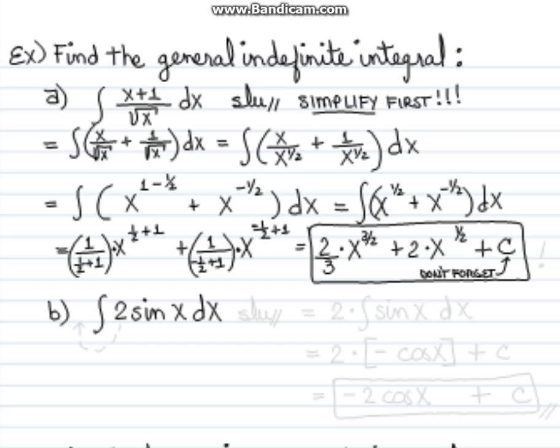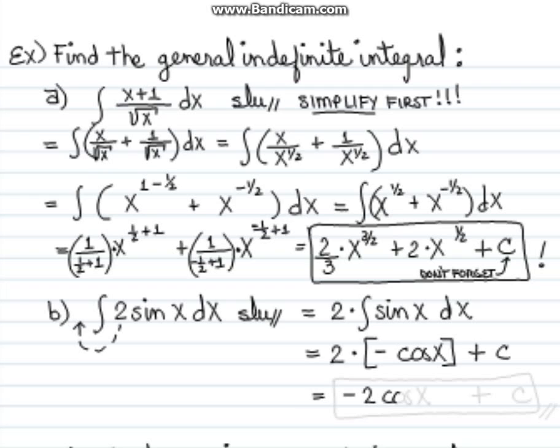Now let's do the second one, the integral of 2 times the sine of x dx. The solution for this requires that we recall what is the function whose derivative is sine. Well, first pull the 2 out in the front. You know the derivative of cosine is negative sine, but we want sine, so we put a negative sign in front of the cosine. Pull it out to the front, and our answer is negative 2 cosine x plus c.